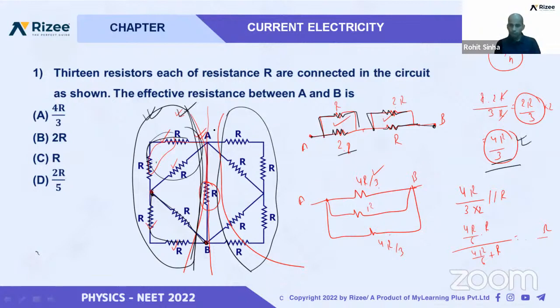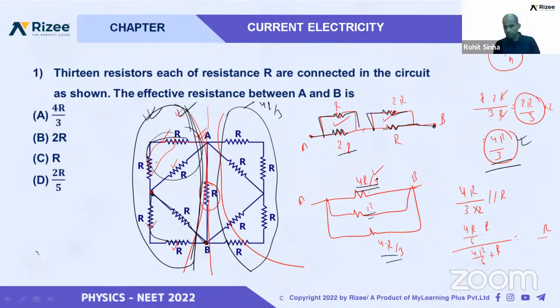Now we know this is 4R by 3. This also will be 4R by 3, and in between them one R will also be present, and all three of them will be in parallel. I have drawn it here: you see 4R by 3, 4R by 3 and 1R. All three are in parallel. We solved all of them.